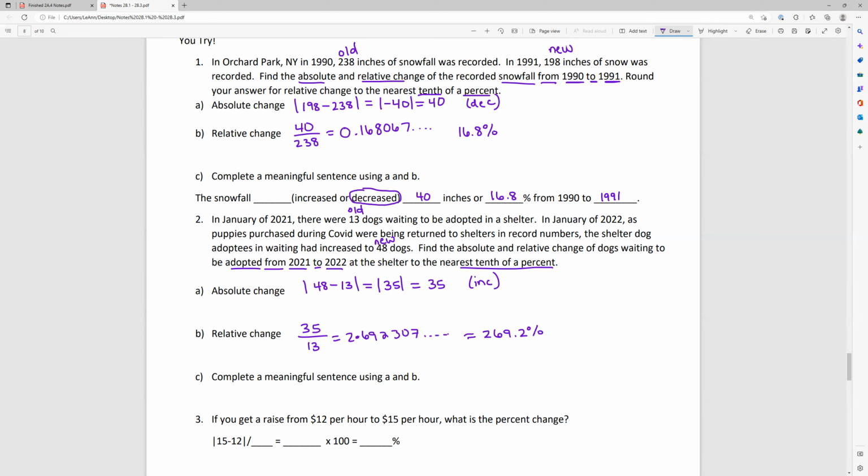So we need a meaningful sentence. The amount of dogs waiting to be adopted increased, since it went up from the old to the new, by 35 dogs, if you want to use absolute change, or 269.2% from 2021 to 2022.